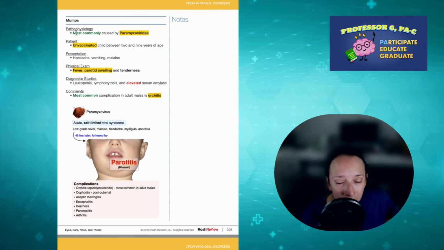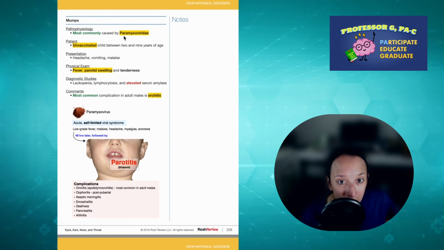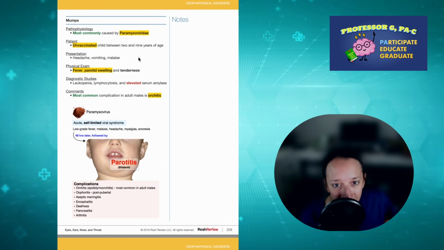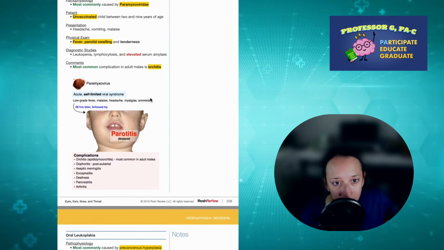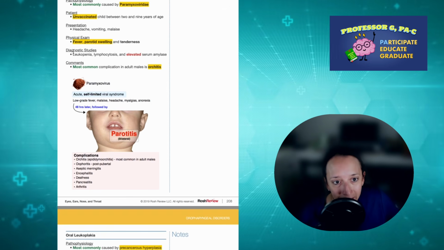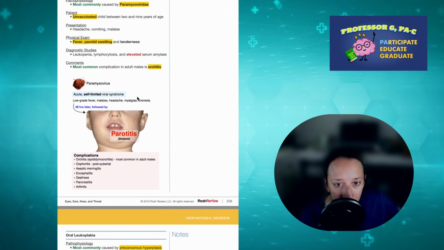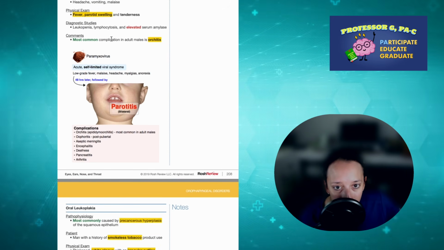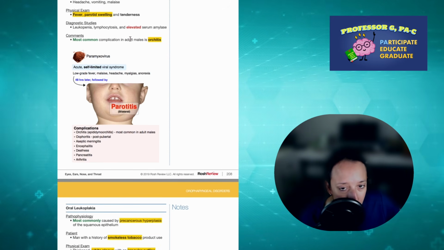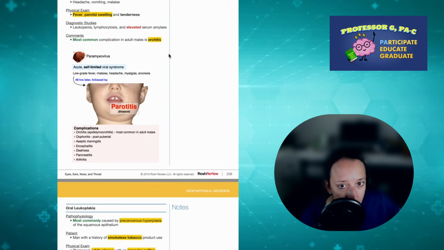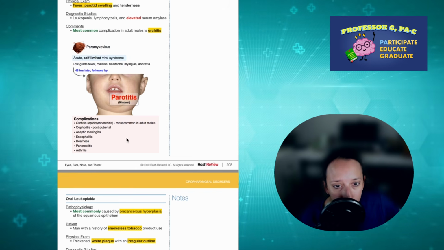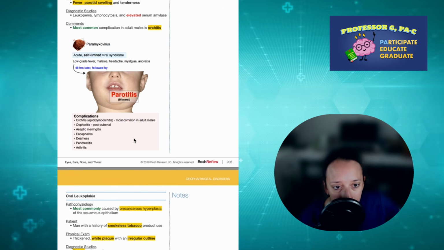Mumps. So mumps is a viral infection caused by the paramyxoviridae virus, and we see it in unvaccinated kiddos. They get headache, vomiting, malaise, fever, parotid swelling and tenderness, and they'll also have some leukopenia, lymphocytosis, and they might even have an elevated serum amylase, although that's non-specific. Most common complication in adults is orchitis, which is swelling of the testicular area, and it's a self-limited viral syndrome, but we need to report it to the health department because it can be very contagious.